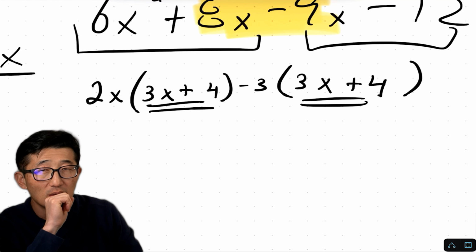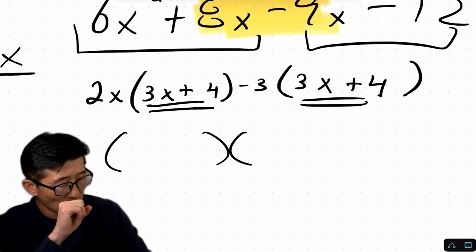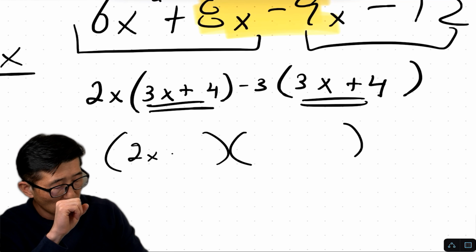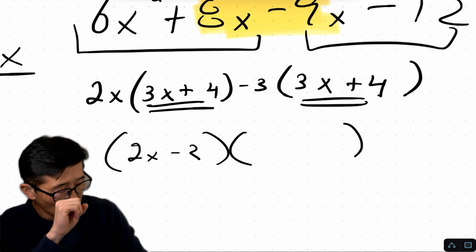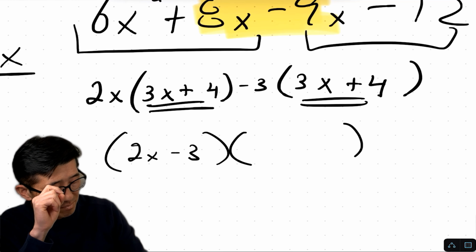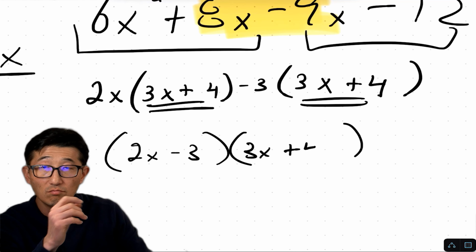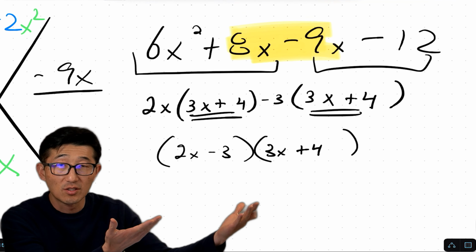Yeah, you do 2x minus 3. Yes, good. And then you got 3x plus 4. There you go. Good job. Okay, so there it is.